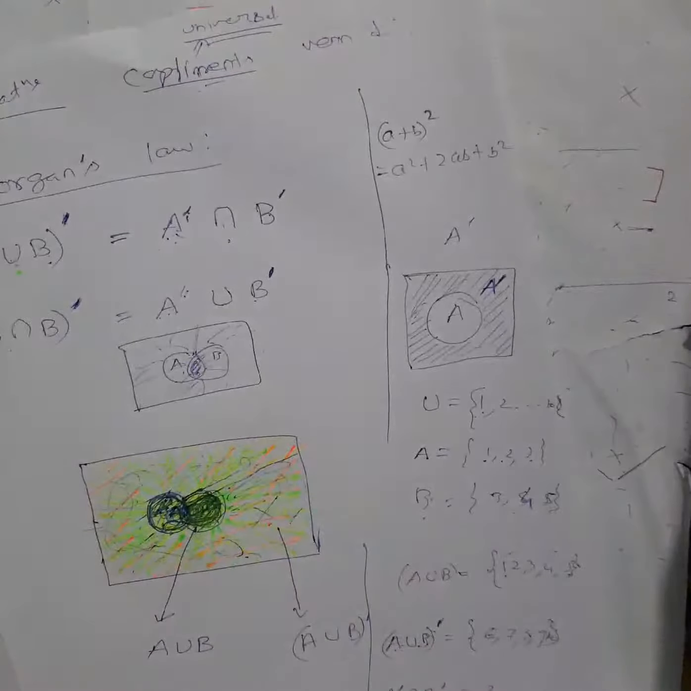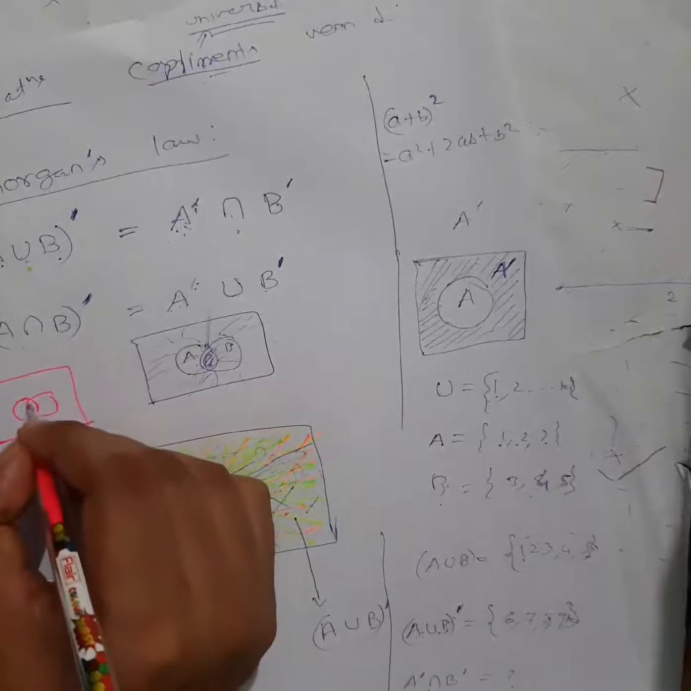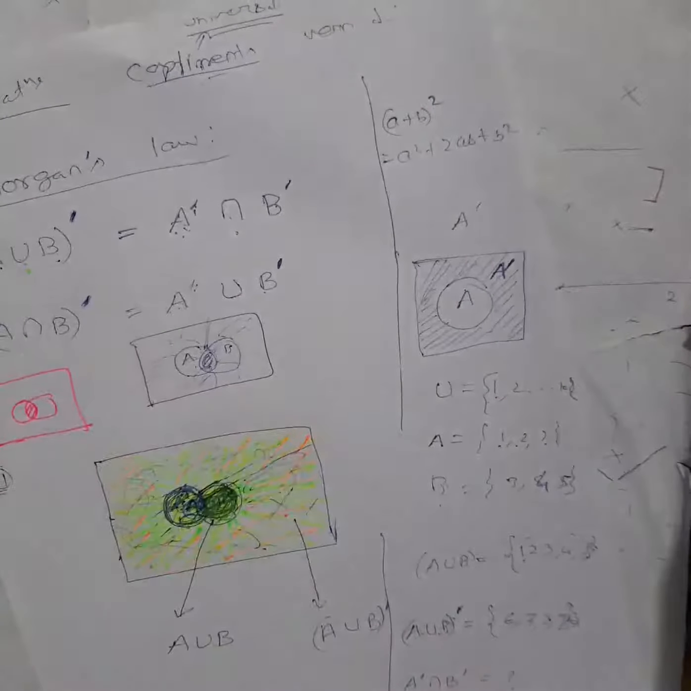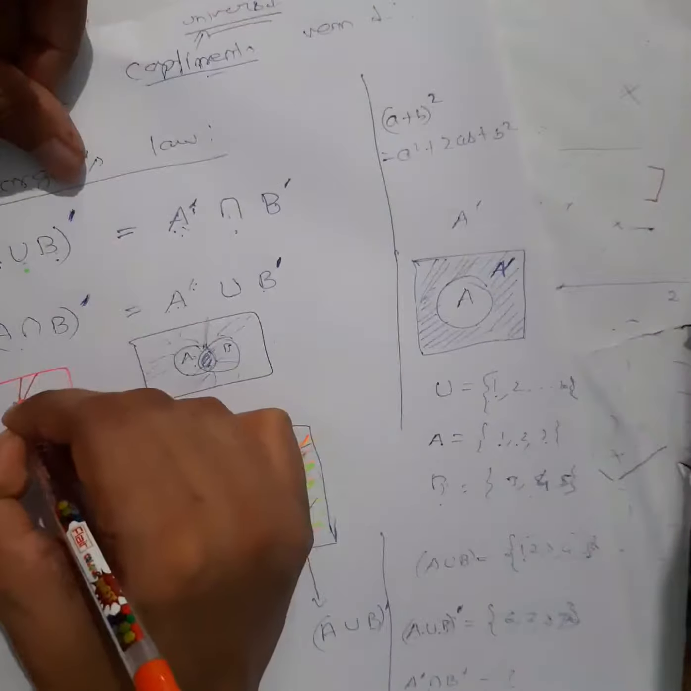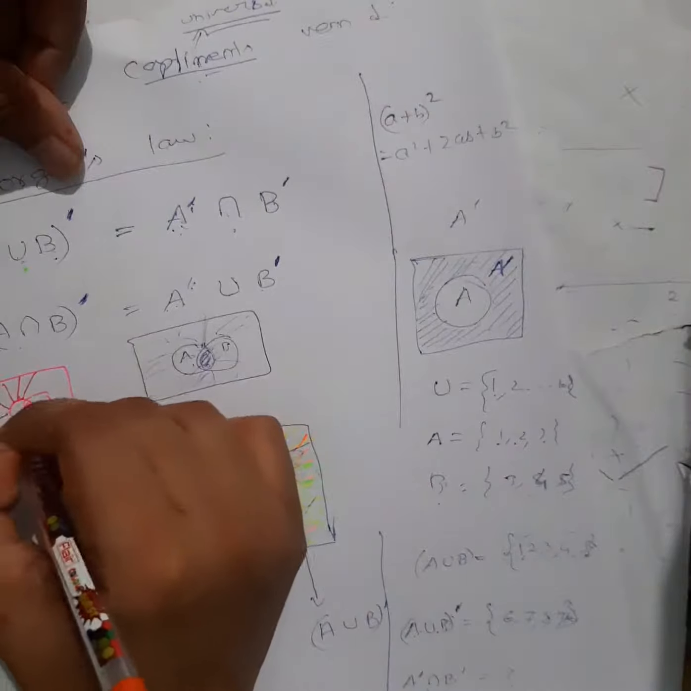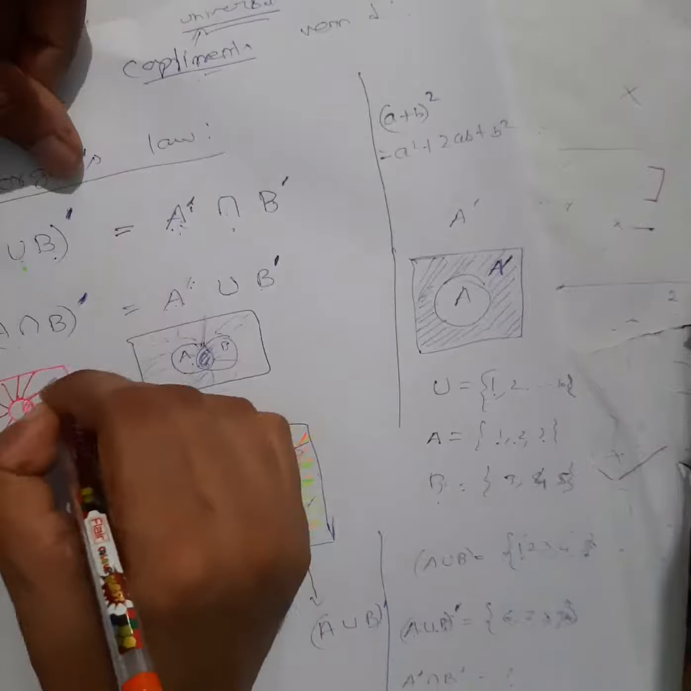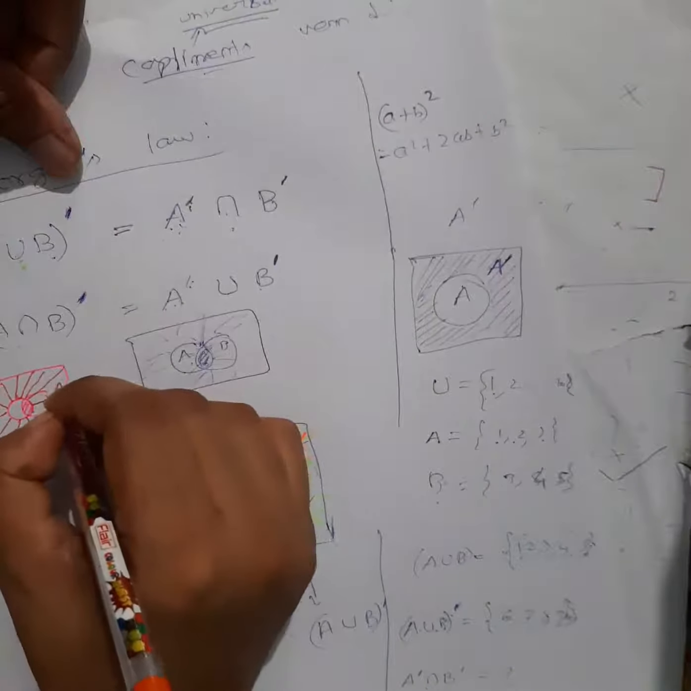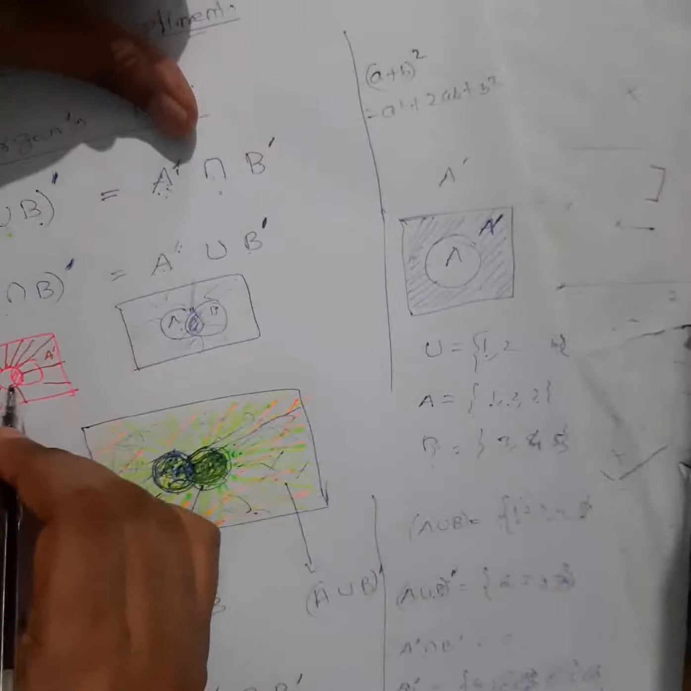So if I draw here, this is your A, this is your B, this is your A intersection B. Okay, so A complement will be which one? This one will be A complement, this is your A. Here A complement, this one. This is your A complement, orange color. Then which one is your B complement? B complement is this one.